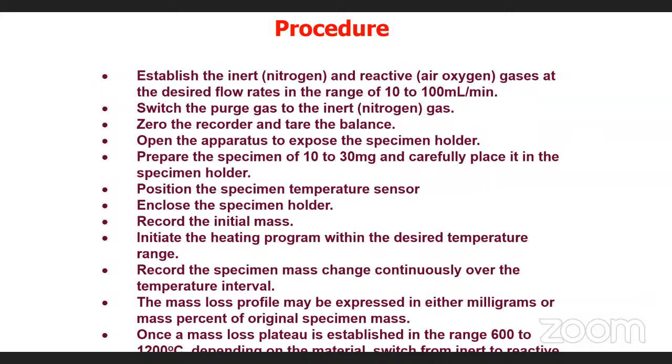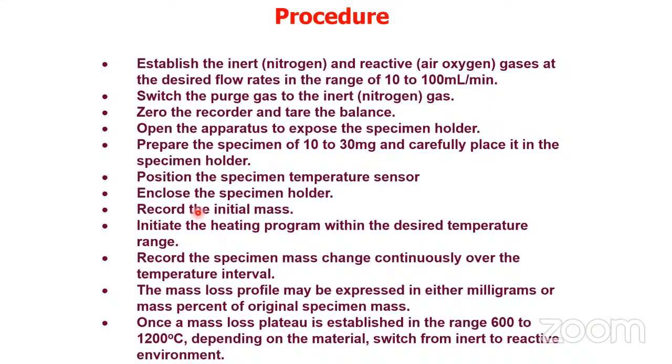Yeah. So we keep a specimen sample of between 10 to 30 mg in the pan and carefully place it in the specimen holder. Then position the specimen temperature sensor, enclose the specimen holder, and record the initial mass, whatever mass we have taken between 10 to 30 mg. And we start the heating program within the desired temperature range.